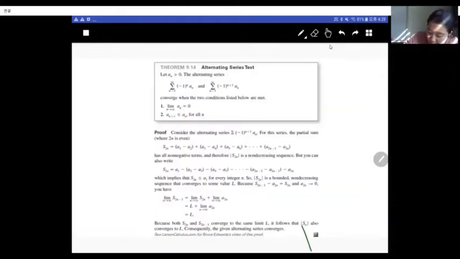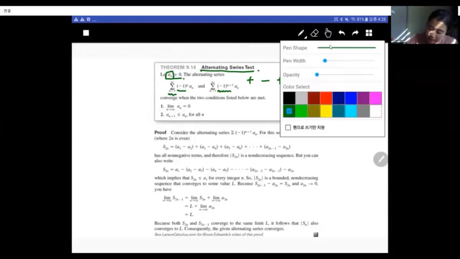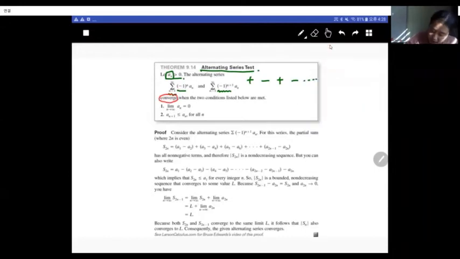So what is the alternating series test? It's when you have a positive a_n, all positive, and then you have a sigma of (-1)^n or (-1)^(n+1). That means you have positive, negative, repeating. That's what we call an alternating series. It converges when it satisfies two conditions.